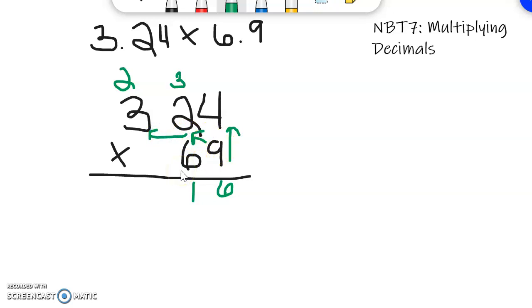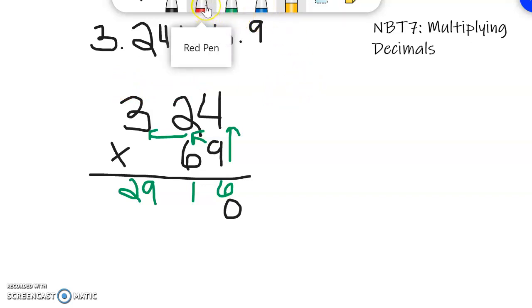9 times 3 is 27, but again, I regroup the 2, so I have to add that 2 to the 27. And 2 plus 27 is 29. Now I'm done distributing the 9. I need to bring down a 0 placeholder. And I'm going to erase my prior regrouping so it doesn't confuse the next regrouping when I distribute the 6.